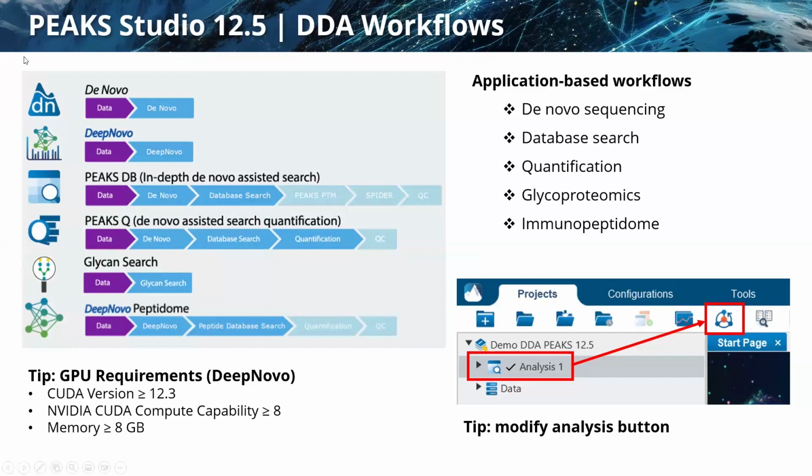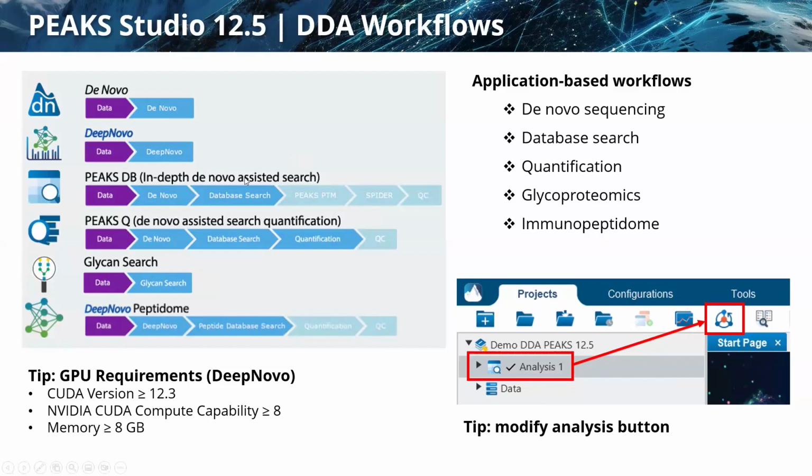So the way it is now is at the start of your analysis, you're going to pick your entire workflow right at the start based on the application that you want to do, whether it's de novo sequencing, a database search, a quantification, or more application-specific glycan searches or immunopeptidomic searches, which is the deep novo peptidome. However, you still retain the flexibility of previous versions.